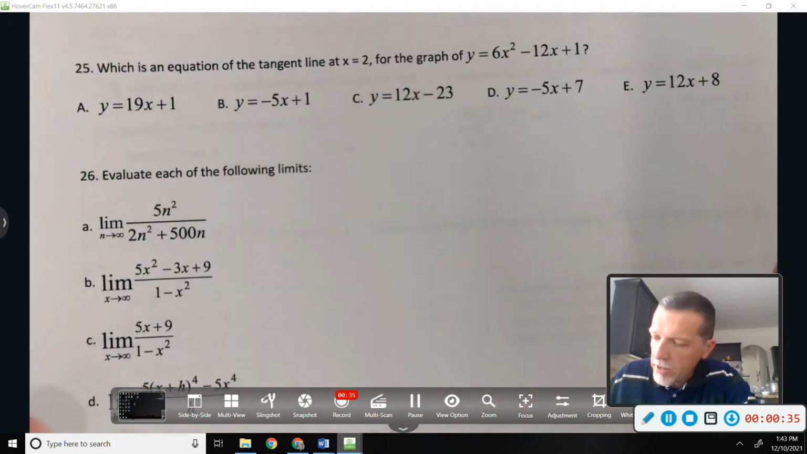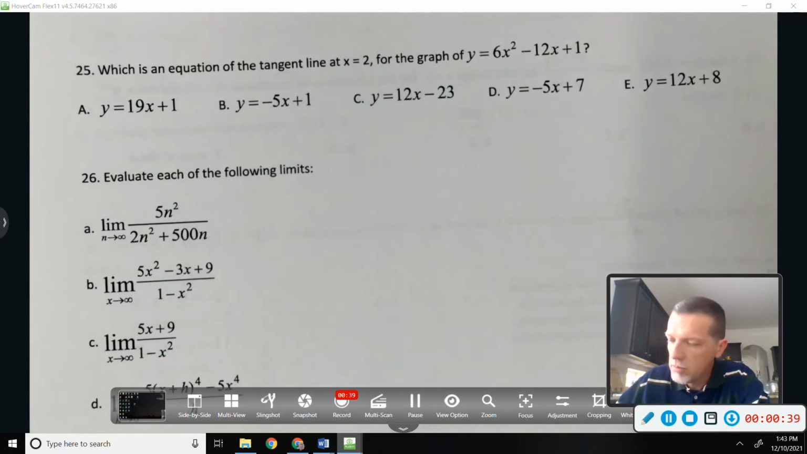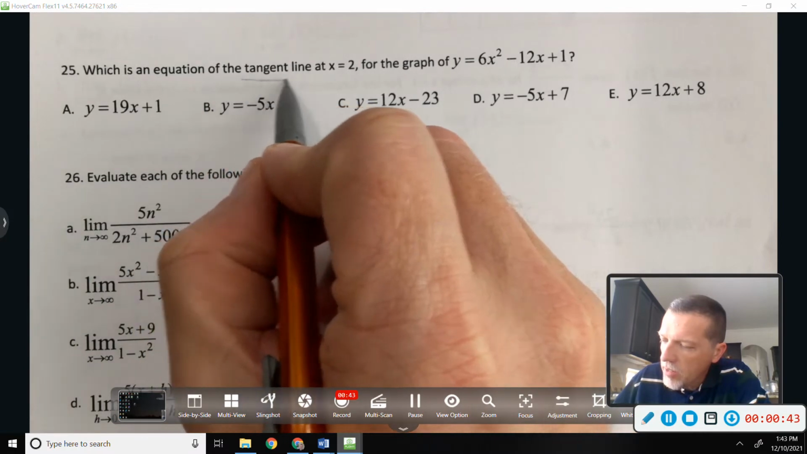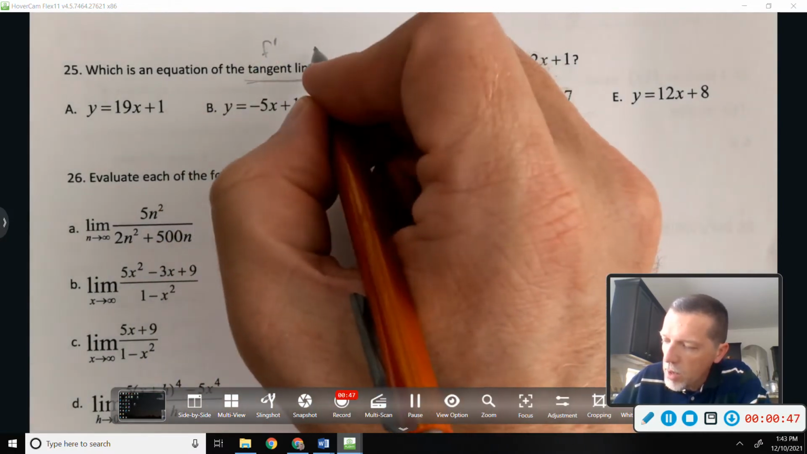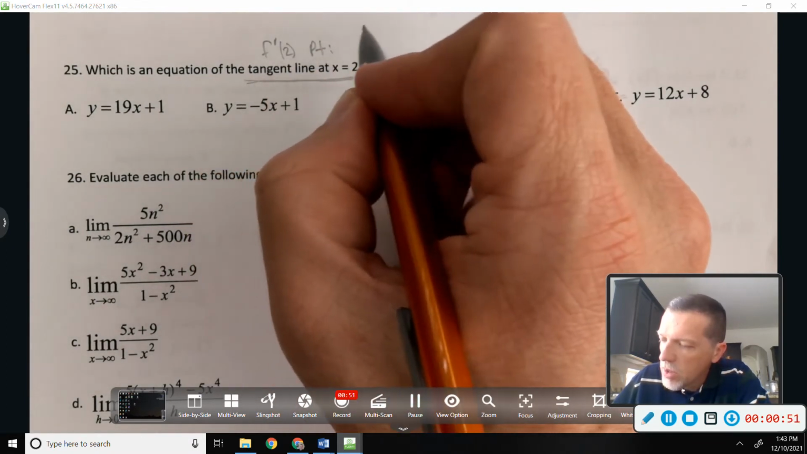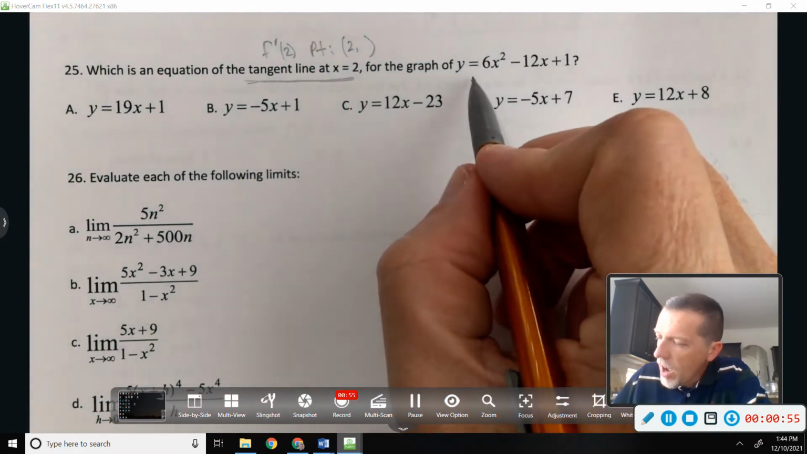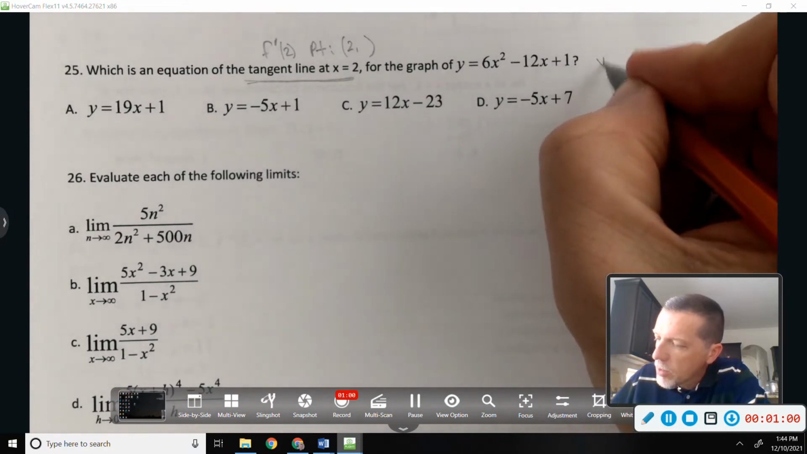All right, no calculator. So this, in theory, should go a little bit quicker because I don't have to punch stuff in. We'll see. Which is an equation of the tangent line at x equals 2. So already I'm thinking f prime and a point, and at 2 would be f prime at 2. Point is 2 comma something. For the graph of y equals 6x squared minus 12x plus 1. Oh, I like this one. This should be easy.